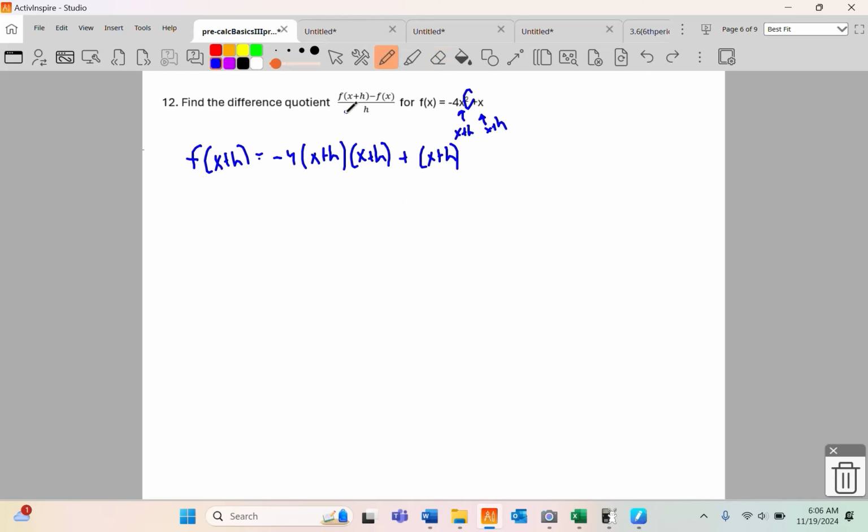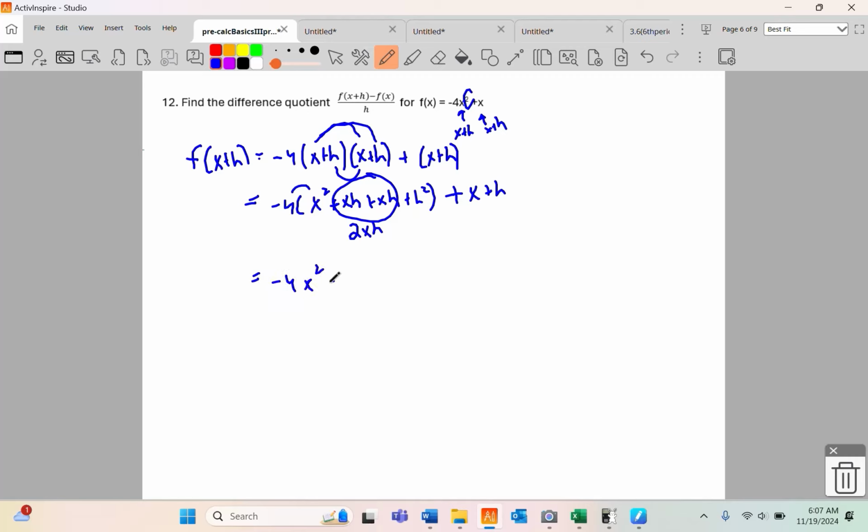I'm finding this piece first. Let's see here. If we do x plus h, we have an x squared. We have an xh. We have another one of these. hx is the same as xh. We have an h squared. I don't need these parentheses because it's addition. Distribute, but focus on this. That's actually 2xh. So negative 4 x squared, negative 4 times 2, minus 8xh, negative 4 times h squared, negative 4h squared, plus x plus h.